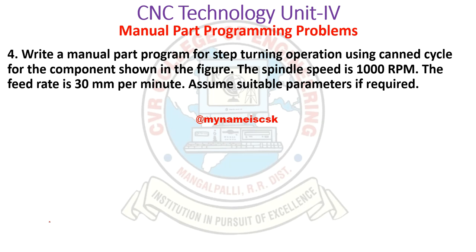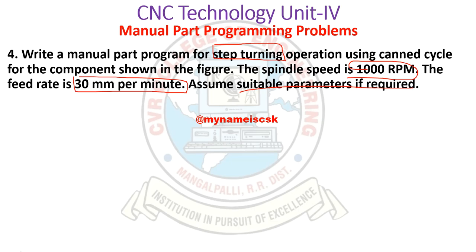Next, fourth problem. We have to write a program for step turning. Initially we have seen only milling problems. Now we will see the turning problems. Here the spindle speed is 1000 rpm, and the feed rate we are considering as 30 per minute. We have to assume any suitable parameters if required.